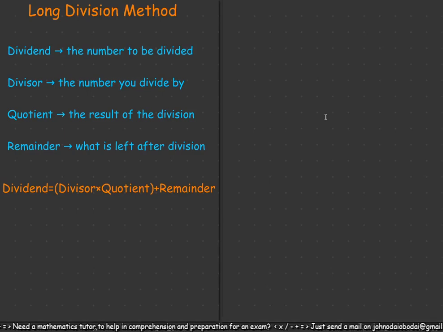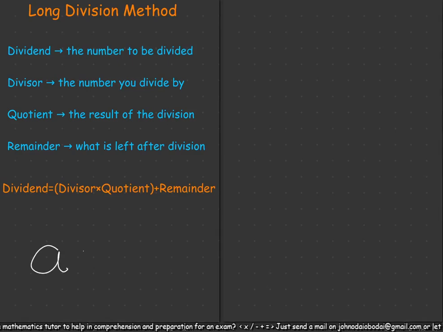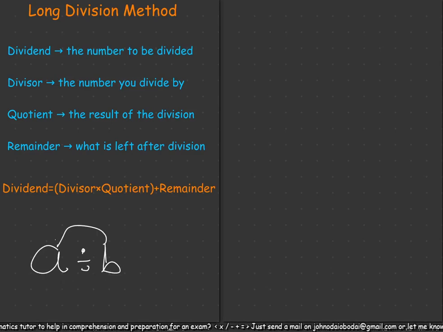Now, in long division, there are some terms you need to know so that as I use them, you become conversant and understand them. The first is what we call the dividend. If you have, let's say, A divided by B, the number to be divided over here is A. So A becomes our dividend. It is B that is dividing our A, so we call B our divisor.